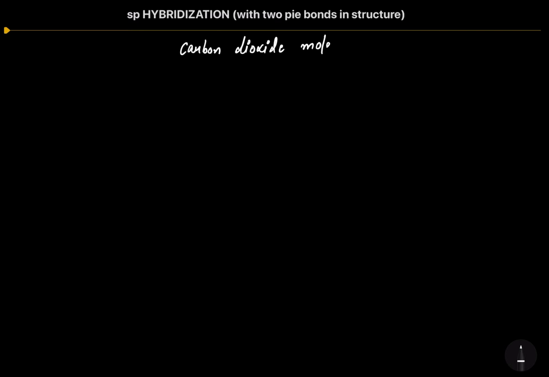My dear students, today we are going to study about the sp hybridization but with two pi bonds in the structure. For that, let's take an example of carbon dioxide molecule. So our example today is the carbon dioxide molecule, that's CO2. Now let's first make the Lewis structure of the CO2 molecule.